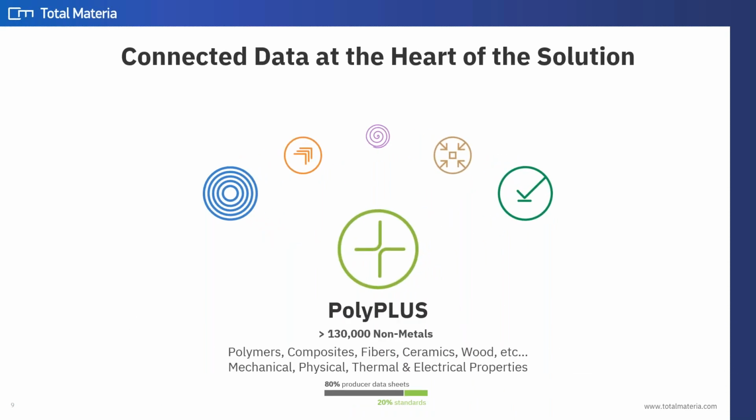Next, we have Poly Plus. Over there, you could find non-metallic material information. It comes from polymers, composites, fibers, ceramics, wood, honeycombs. And you could also find, like with our metallic materials, mechanical, physical, thermal, and electrical properties.